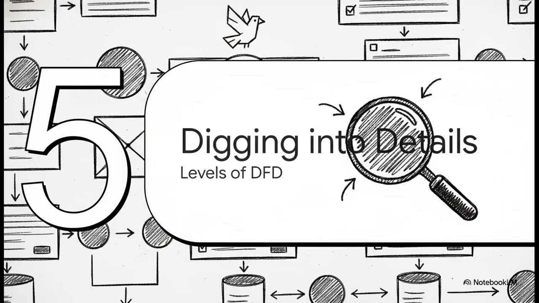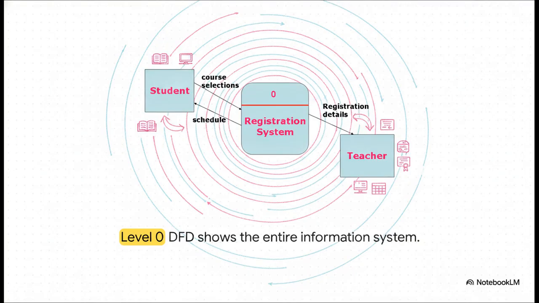Let's move to Section 5, digging into details. To see how this builds, we usually start from a bird's-eye view. This is called a level 0 or context diagram. It represents the absolute highest level of abstraction. The entire course registration system is just a single process bubble right in the middle, simply numbered 0. It's just interacting with external entities, students sending in course selections, and teachers receiving registration details. It is the ultimate big-picture view of the whole system.